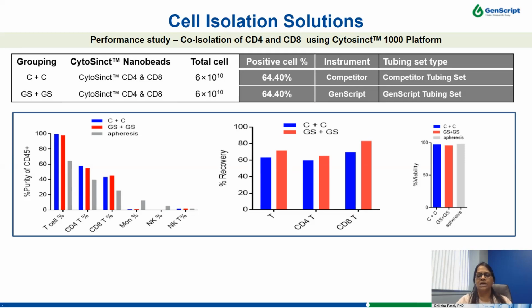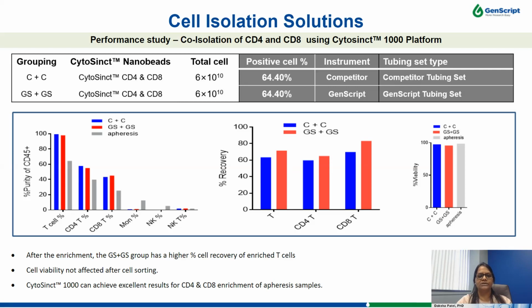And if we see here, the data are shown in these slides, where cell viability is not affected after the cell sorting, and the purity and recovery are comparable for CD4 and CD8 cell sorting. So the cytosine 1000 equipment is working very well in terms of purity, recovery, and viability.